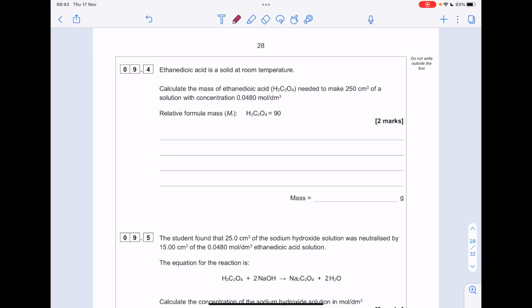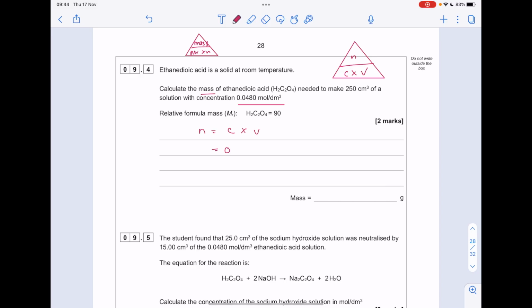Ethane dioic acid is a solid at room temperature. Calculate the mass needed to make 250 centimeters cubed of a solution with a concentration of this. You need 2 formula triangles here. Your usual mass, MR, number of moles, because after all you're being asked to find the mass. But in order to do that you need to find the number of moles, so you need to find the number of moles using concentration times volume.